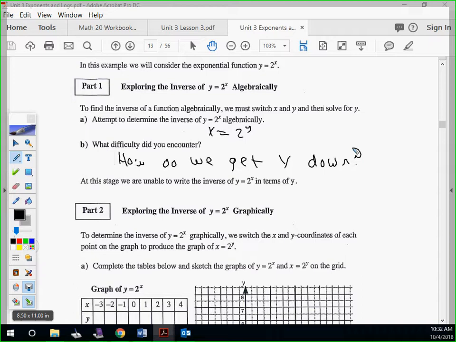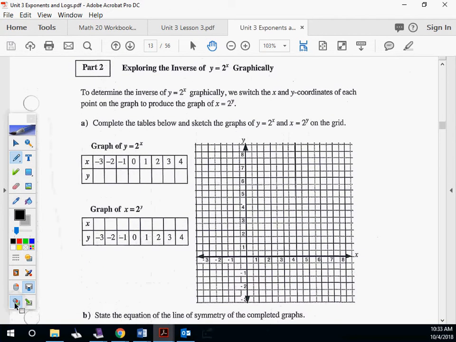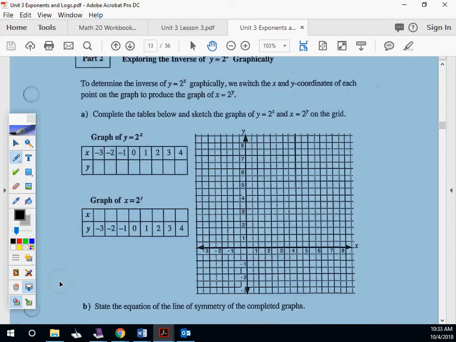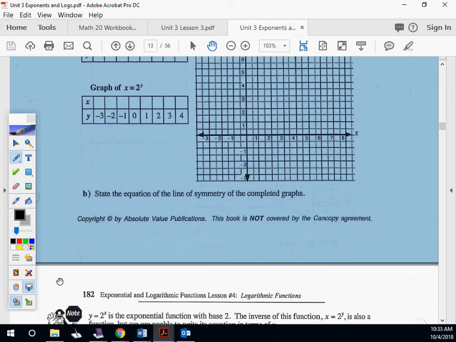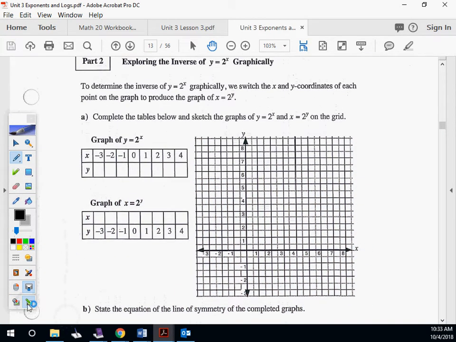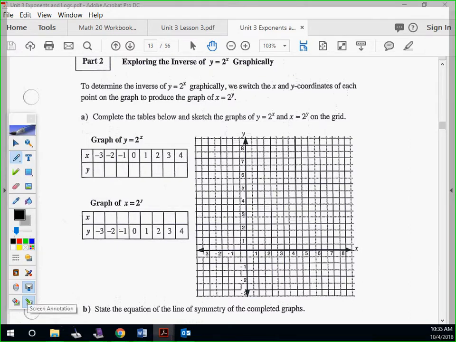So algebraically, a little bit of a roadblock. Let's go ahead and look at it graphically and see if we can at least see what it could look like. We're going to do that here in a second. Let's go ahead and look at it graphically now. Okay, determine the inverse of y equals 2 to the x graphically.